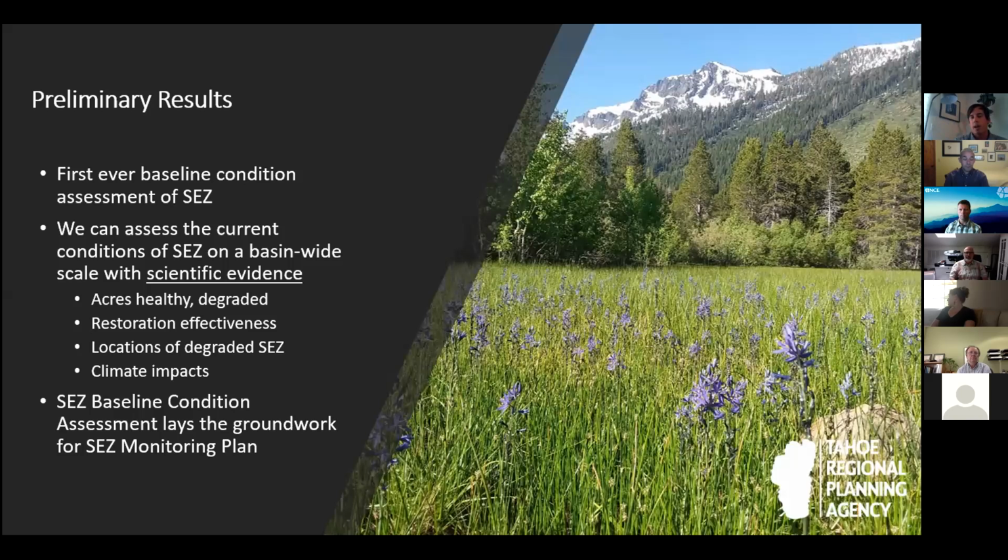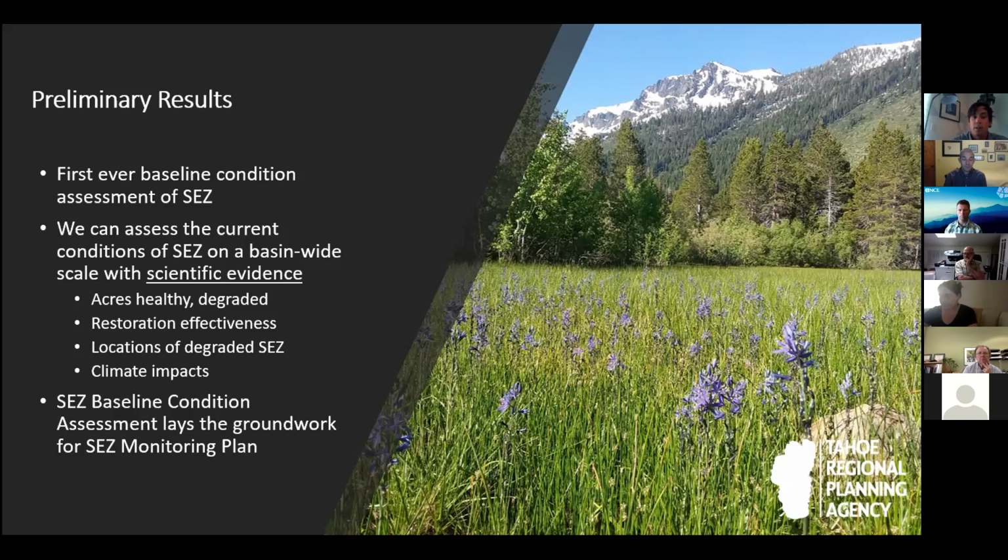And like I said, we're not completely done yet. We're very close. But what we have here now is really the first ever baseline condition assessment of current SEZ conditions across the Tahoe Basin. So now we can assess current conditions of SEZ on a basin-wide scale with actual scientific evidence, where it's not just what somebody said. You can look back at those 10 indicators, look at how it was measured, look at the value associated with it. So it's all linked back to scientific evidence.